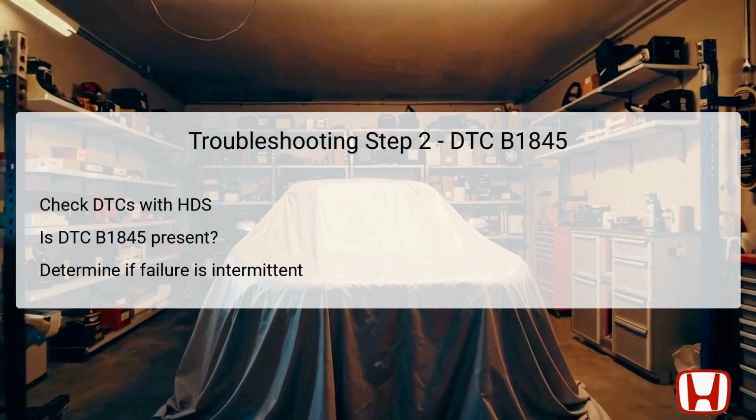Conversely, if DTC B1845 is not indicated, it suggests that the problem may be intermittent. In such cases, it is advisable to inspect the vehicle for loose or poor connections that could result in malfunctioning systems. Intermittent failures can be challenging to diagnose, so careful examination of all related wiring and components is crucial to identifying the root cause.